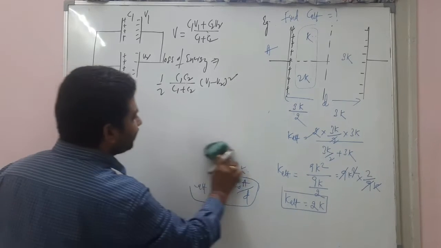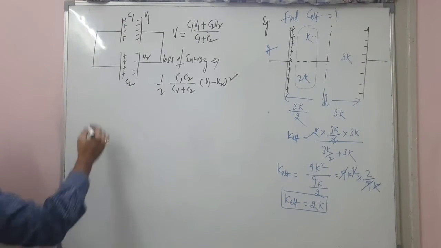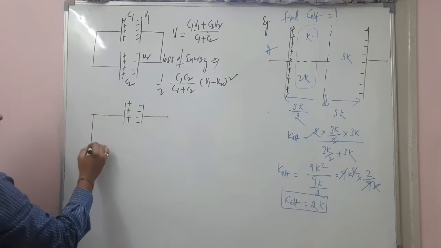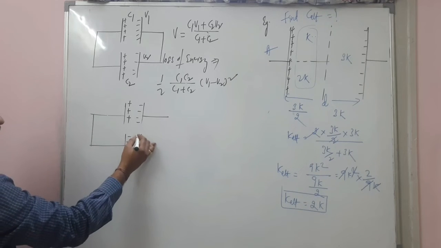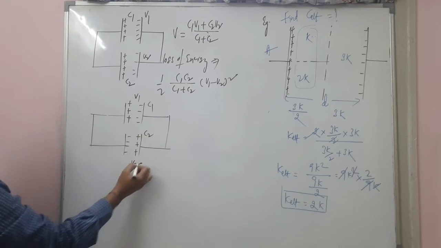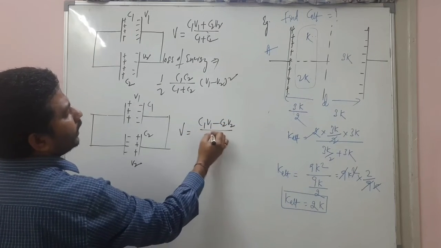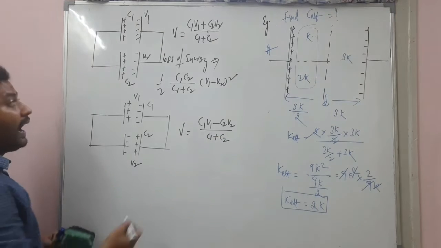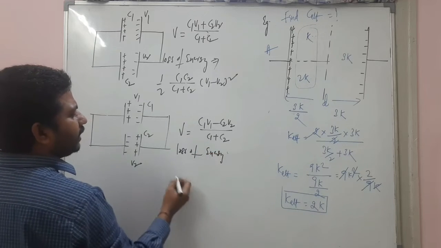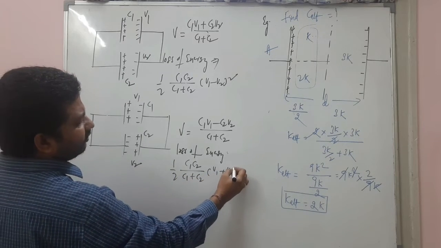In the same way, look at this: when this positively charged plate is connected to a negatively charged plate, with C1, C2, V1, V2, in this case also the common potential will be C1 V1 minus C2 V2 divided by C1 plus C2, and the loss of energy will be half into C1 C2 by C1 plus C2 into (V1 plus V2) whole square.